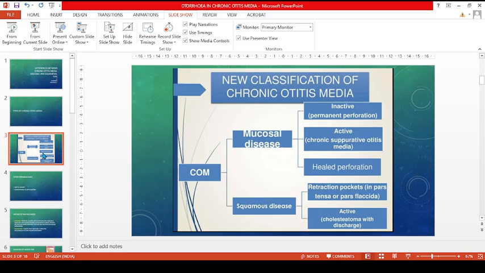Squamosal type of chronic otitis media can again be classified into inactive and active types. Inactive stage is represented by a retraction pocket, which is commonly found either in the posterior superior part of pars tensa or in the pars flaccida. Active squamosal type is characterized by the hallmark of cholesteatoma.